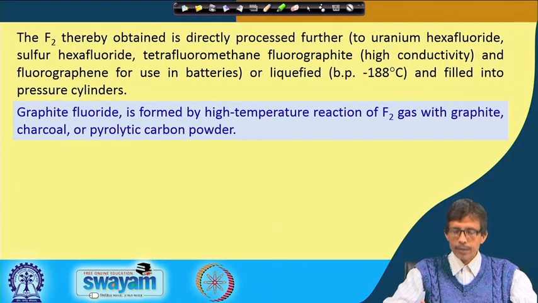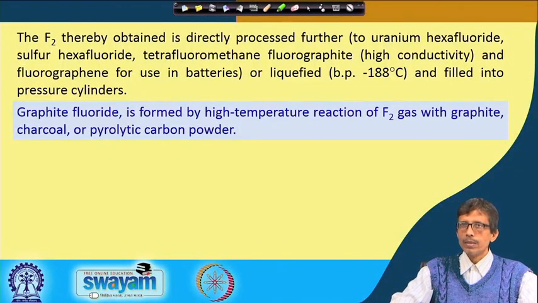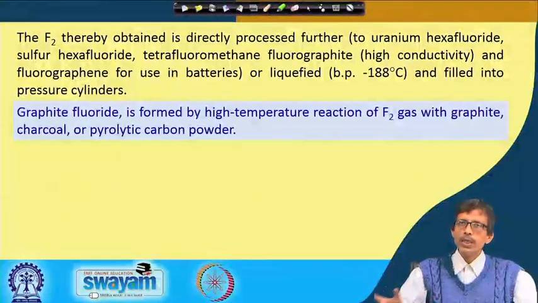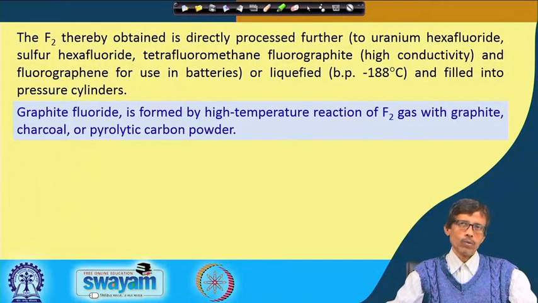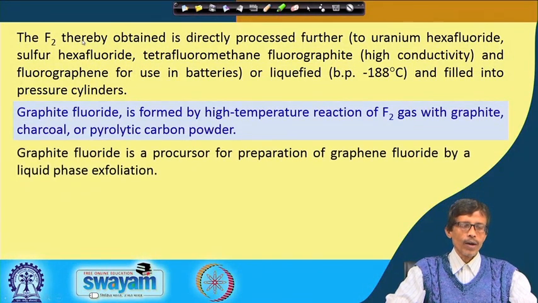We all know that in our country also a large number of companies are making carbon powders, carbon black and all these things. It is a very cheap material that we put in our cycle tires, our car tires and all these things for increasing the thermal conductivity. So, those materials can also be utilized for the fluorination, and you get the corresponding graphite fluoride or the fluorographite.